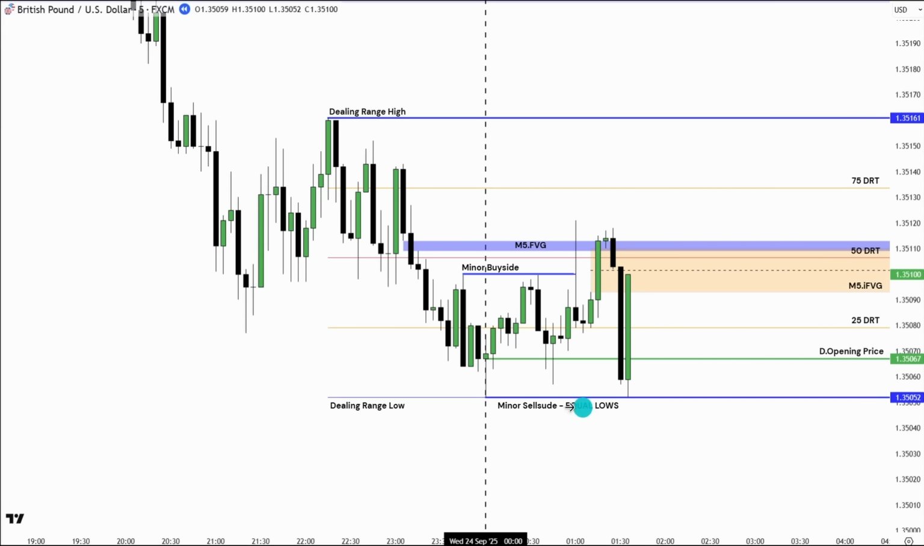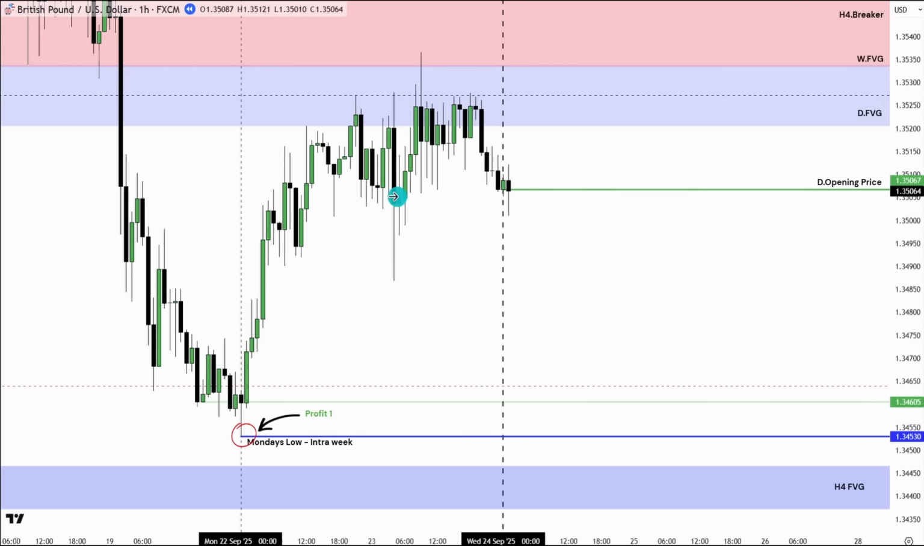Note what's left. We have this minor sell side liquidity, these minor sell side equal lows, and we see price retrace back higher into the consequent encroachment of this 5-minute inversion fair value gap. So I got in right at that level, again with my stop above the dealing range high. This was my second entry. And then price drops lower, raiding that minor sell side liquidity pool.